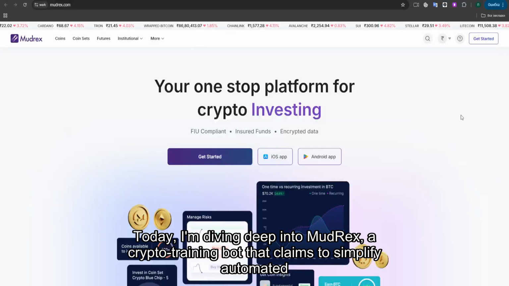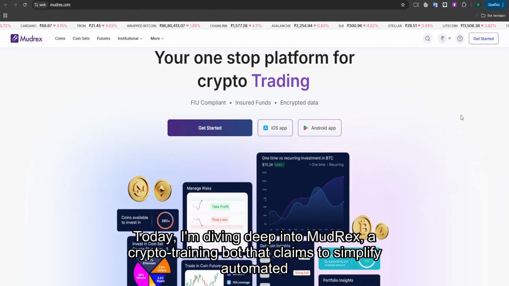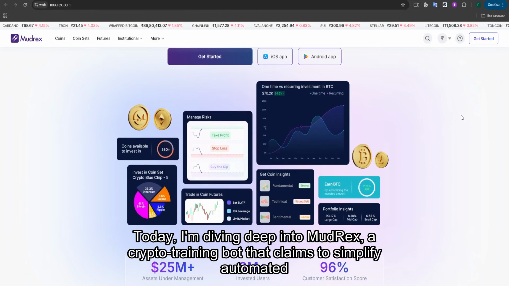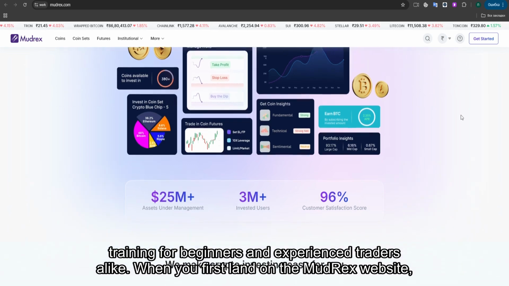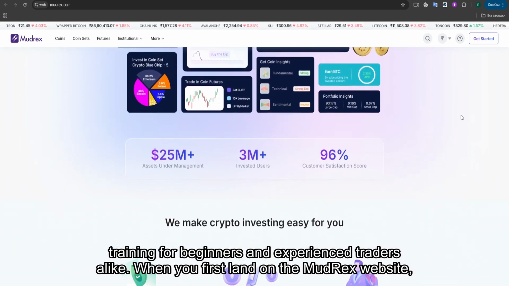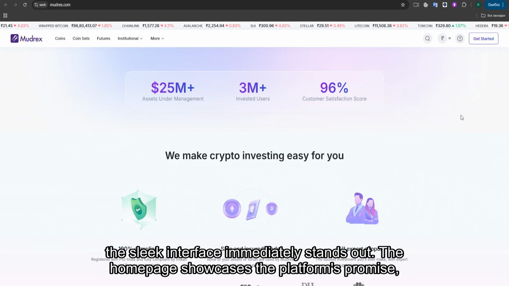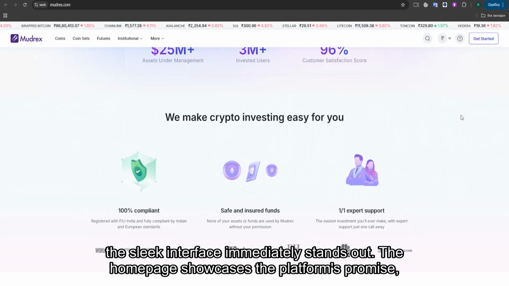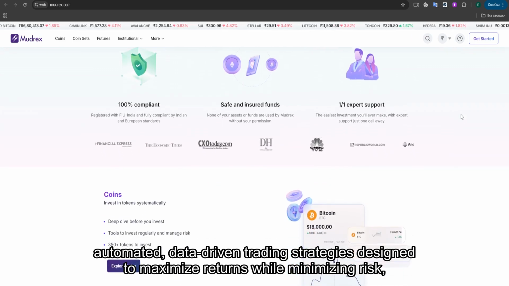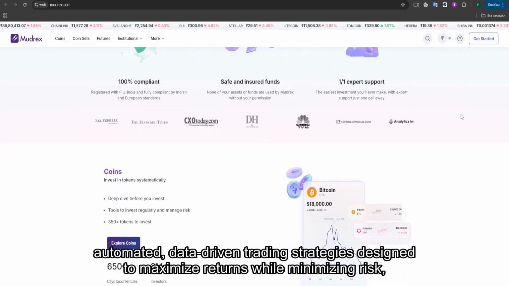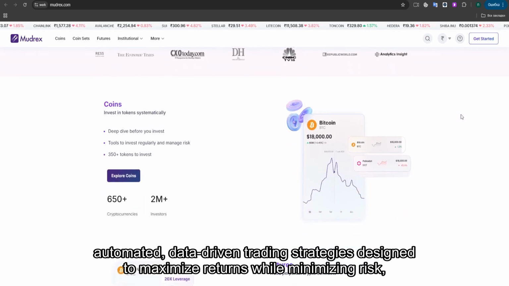Today, I'm diving deep into Mudrex, a crypto trading bot that claims to simplify automated trading for beginners and experienced traders alike. When you first land on the Mudrex website, the sleek interface immediately stands out. The homepage showcases the platform's promise: automated, data-driven trading strategies designed to maximize returns while minimizing risk.